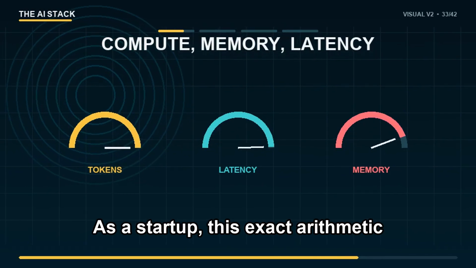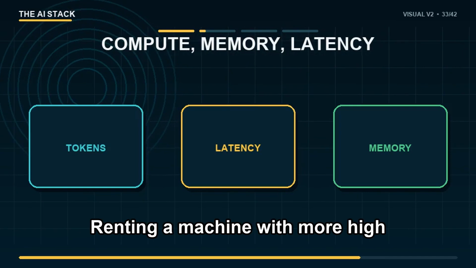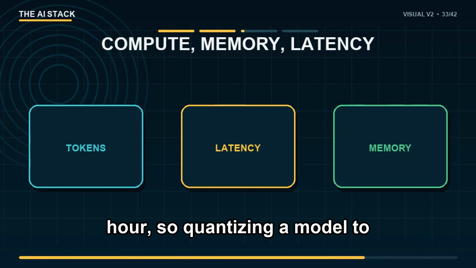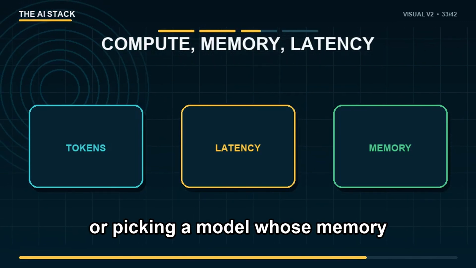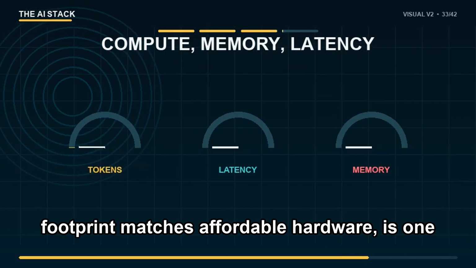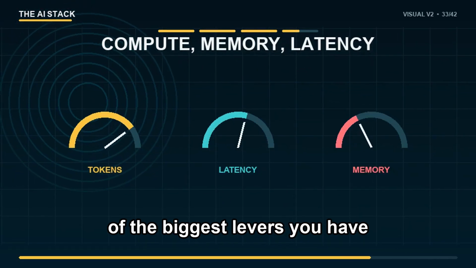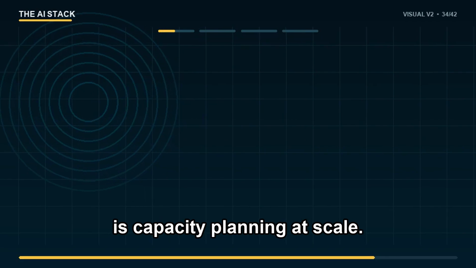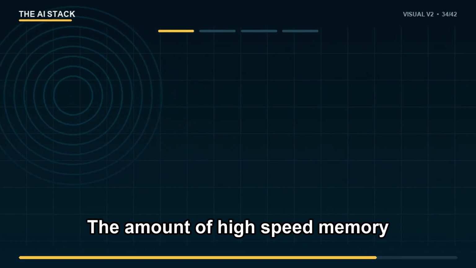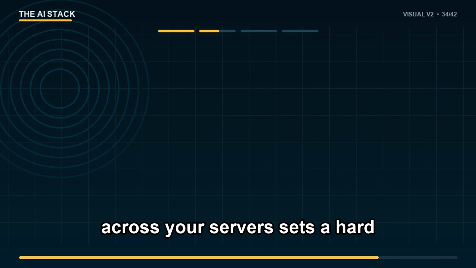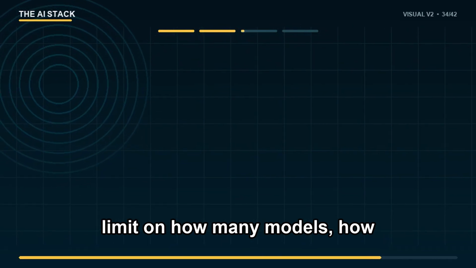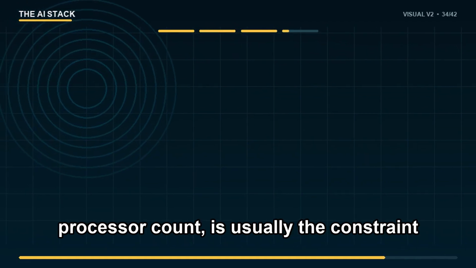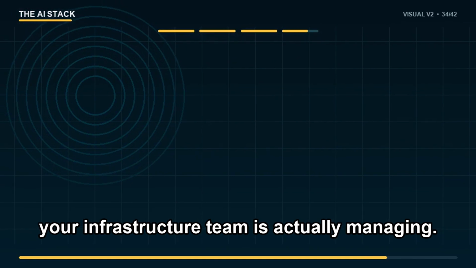As a startup, this exact arithmetic is your cloud bill. Renting a machine with more high-speed memory costs dramatically more per hour, so quantizing a model to fit on a smaller, cheaper instance, or picking a model whose memory footprint matches affordable hardware, is one of the biggest levers you have on the cost of serving AI. And as a large enterprise, this is capacity planning at scale. The amount of high-speed memory across your servers sets a hard limit on how many models, how large, and how many simultaneous users you can serve. So memory, not processor count, is usually the constraint your infrastructure team is actually managing.